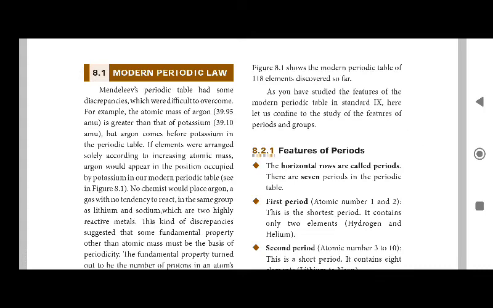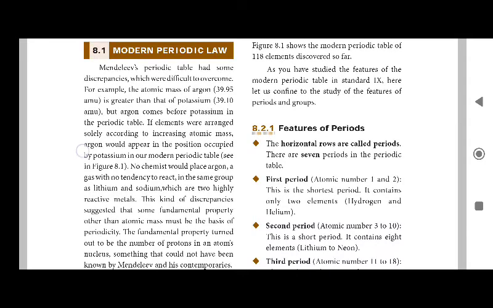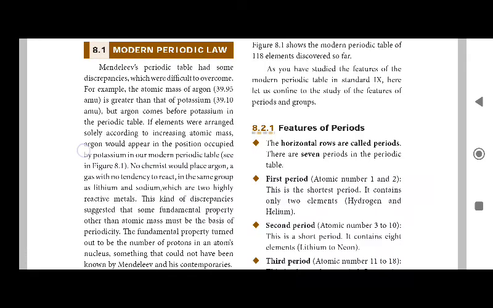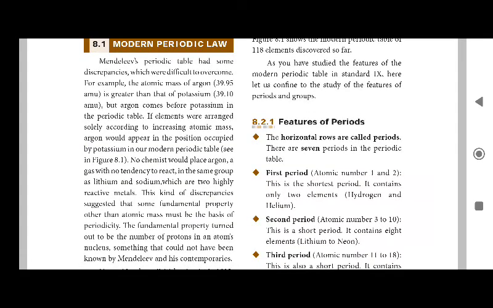Then the next do comes. The same happens in Tamil music: sa ri ga ma pa da ni sa. So like the eighth note of the music, the eighth element will be similar to the first element. That is Newlands' law of octaves. Similar properties are repeated. Here they are arranged with respect to their atomic numbers.